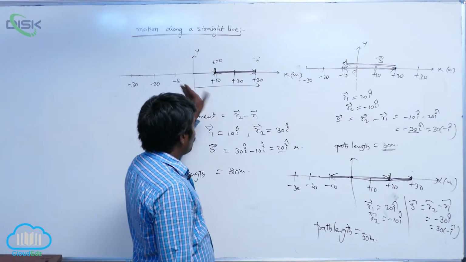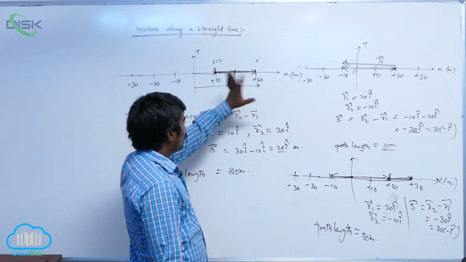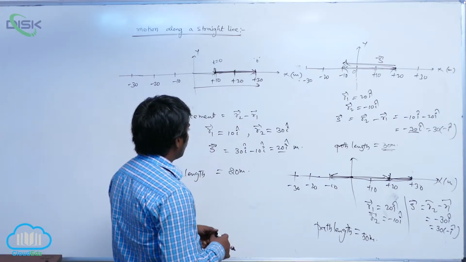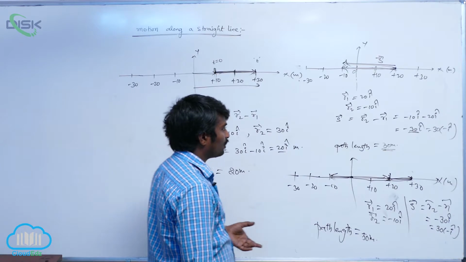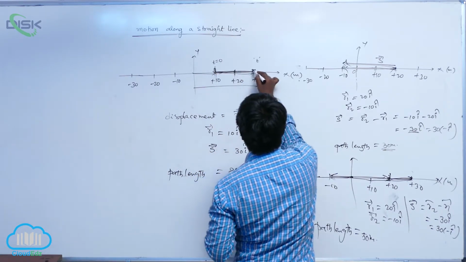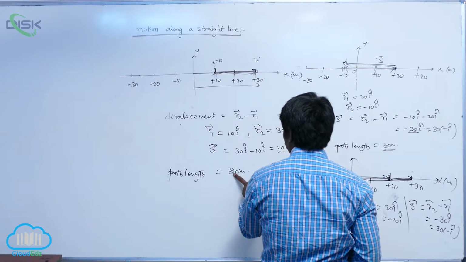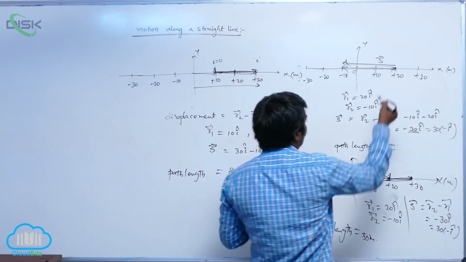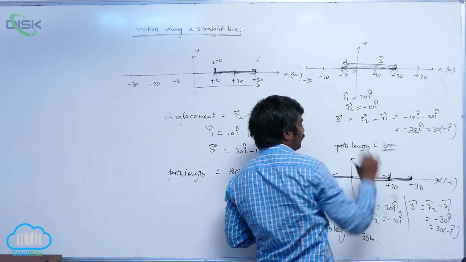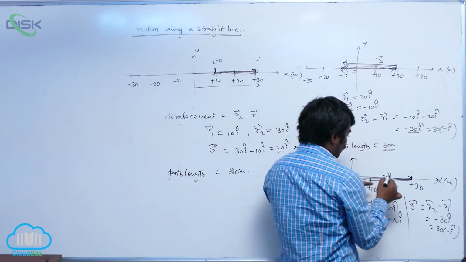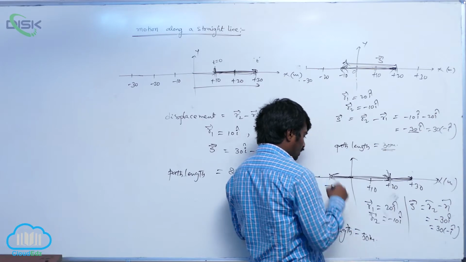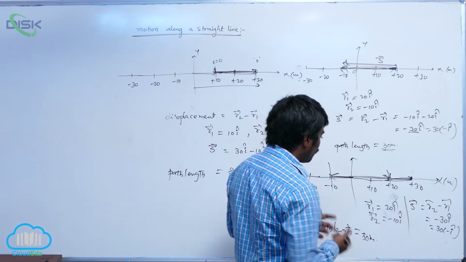So in every case displacement is always from initial position to final position, and also we can define displacement as the shortest distance between initial and final positions. See here, from here to here, whatever be the displacement magnitude, same is the path length magnitude. Here also from here to here, whatever be the displacement magnitude, same is the path length magnitude. But here you can see this is the initial position vector and this is the final position vector, because this is the initial position, this is the final position.